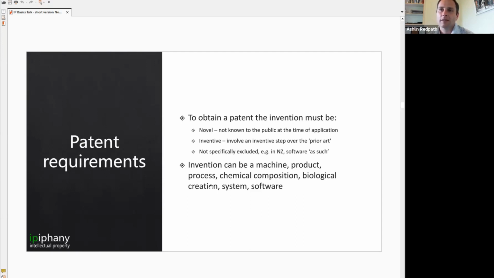Other countries, for example India, also have a sort of software exclusion. Some have exclusions for medical treatments and things like that. But an invention doesn't need to be just a machine; it can be products, processes, or chemical compositions.